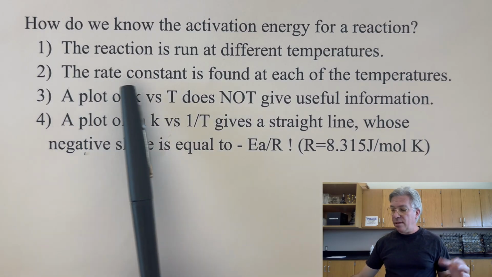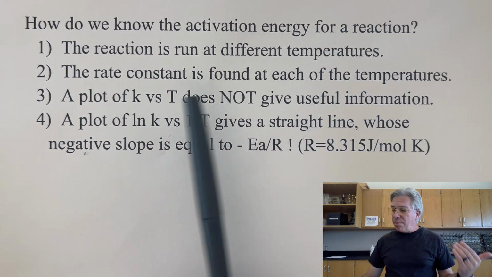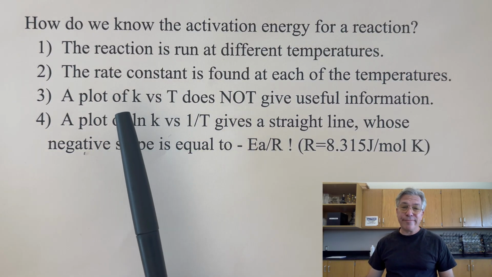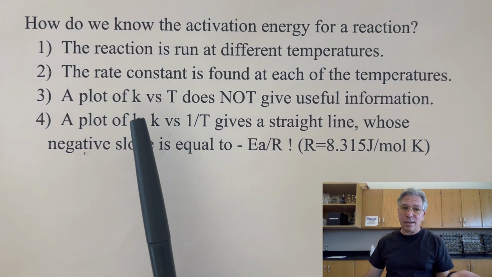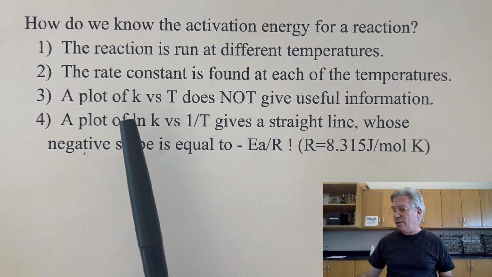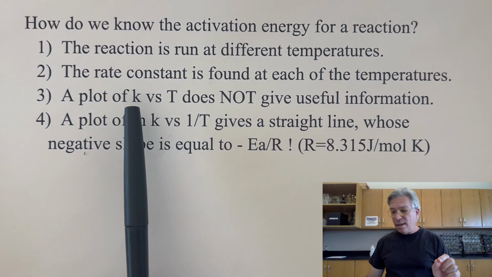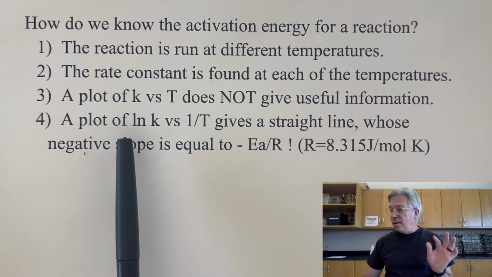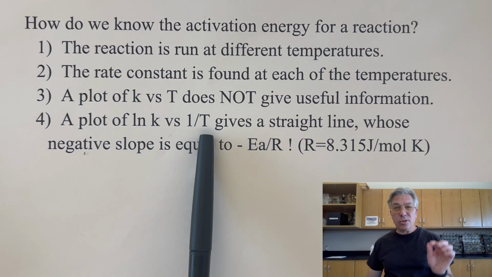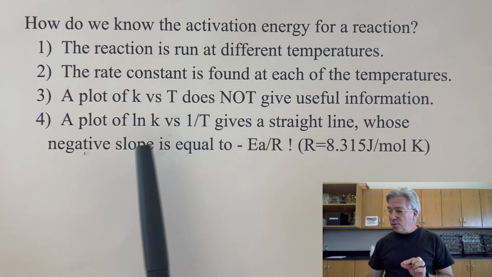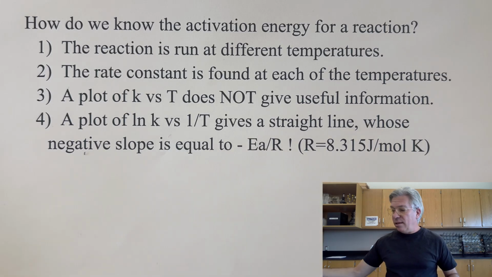So the rate constant is found at each of the temperatures. A plot of k versus T does not give us useful information. Sorry, it's not going to be a straight line. It's going to be curved and not helpful. But we take our data, and those rate constants we got, we take the natural logs of them. Then we take the inverses of the temperatures in Kelvin and we make a plot. And we should get a straight line whose slope is equal to negative Ea over R.